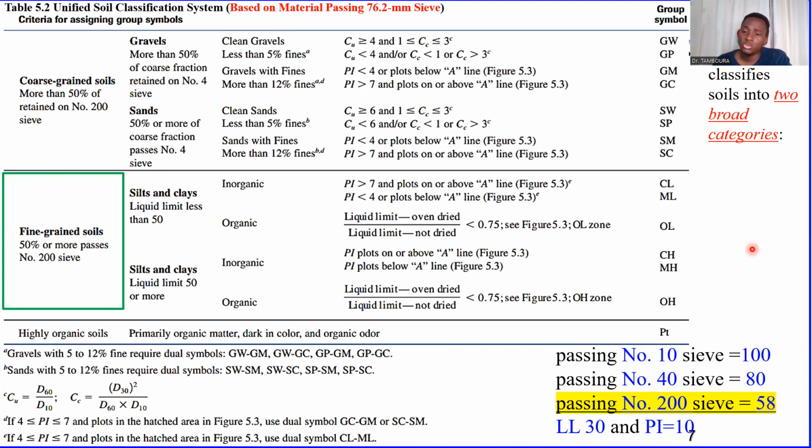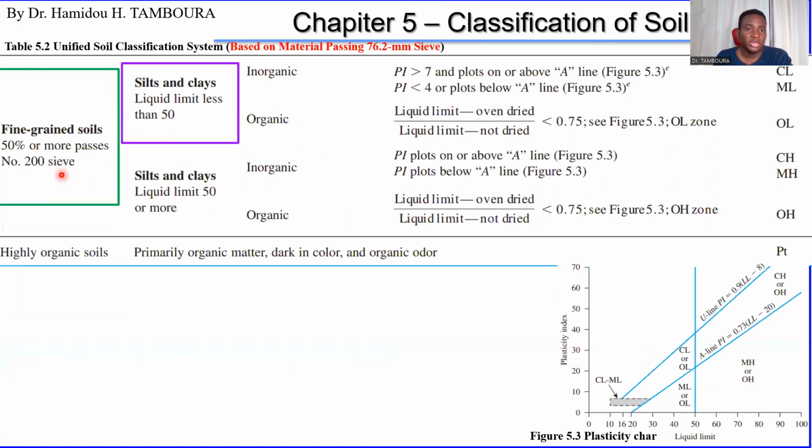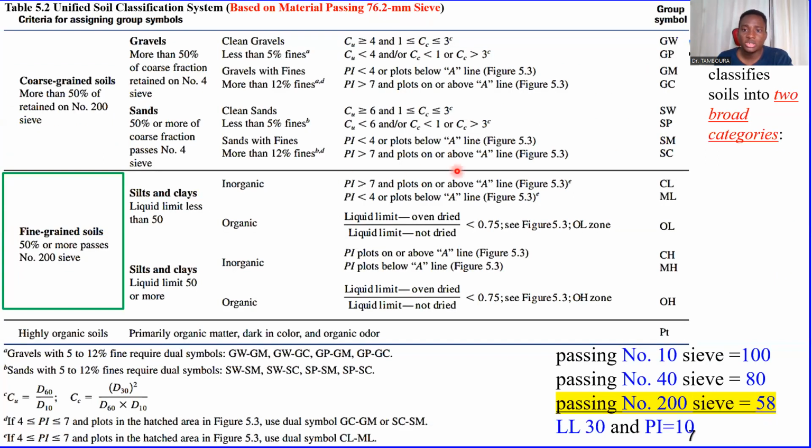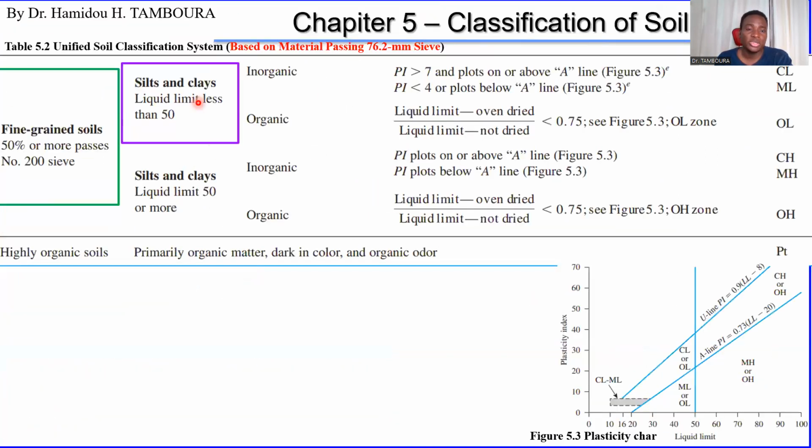As we can see, this table is telling us if 50% or more is passing the sieve number 200, then the soil is fine-grained soil. Here we have 58. 58 is more than 50, right? So it means our soil is a fine-grained soil. So we will focus only on this second part of this table, which is here.